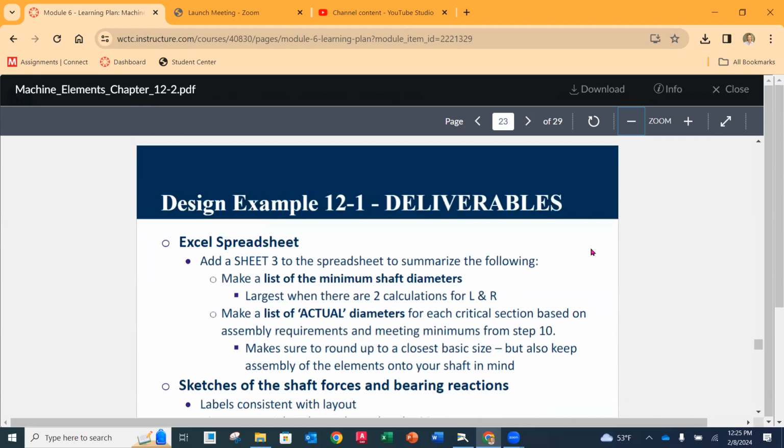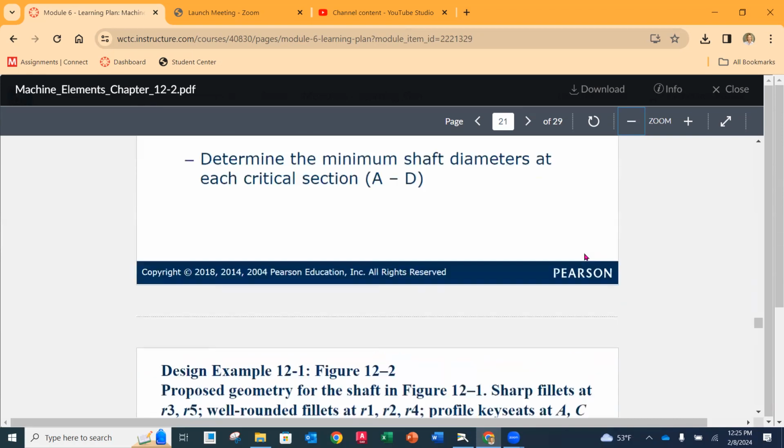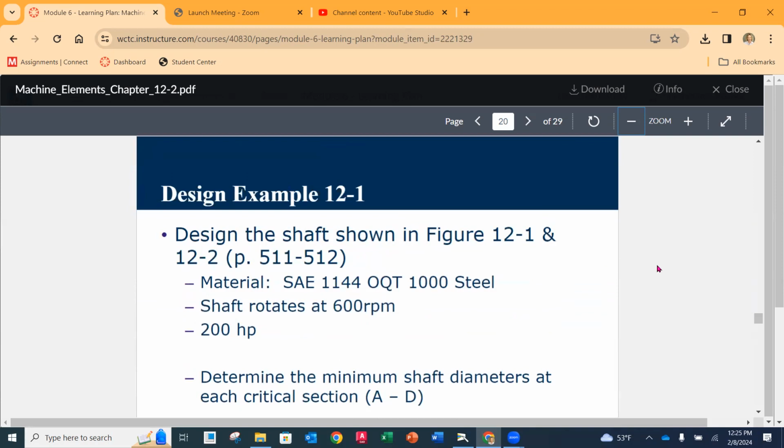I'm going to go back over here. So our design of our shaft says, and this is going to be starting on page 521, the problem description says we're using the material SAE 1144 oil quenched and tempered 1000 steel. That's just kind of a run-of-the-mill good shaft material, but you can really use whatever you want. Okay, we'll notice that the next example uses a different type of steel.